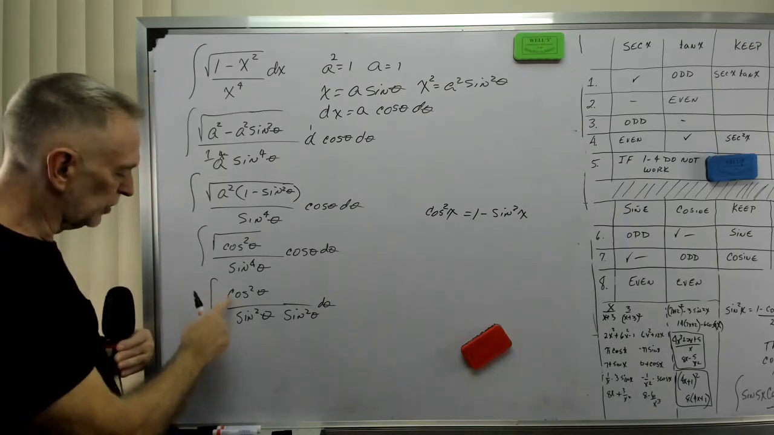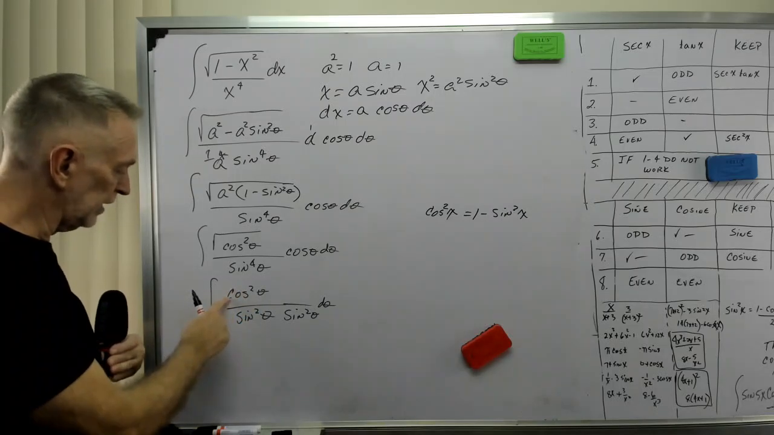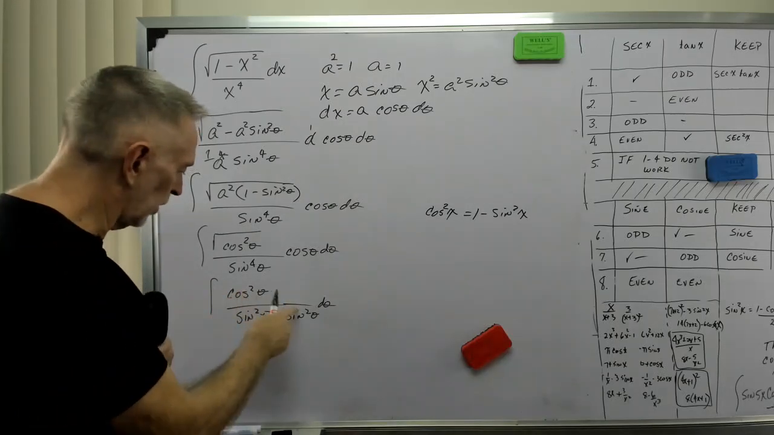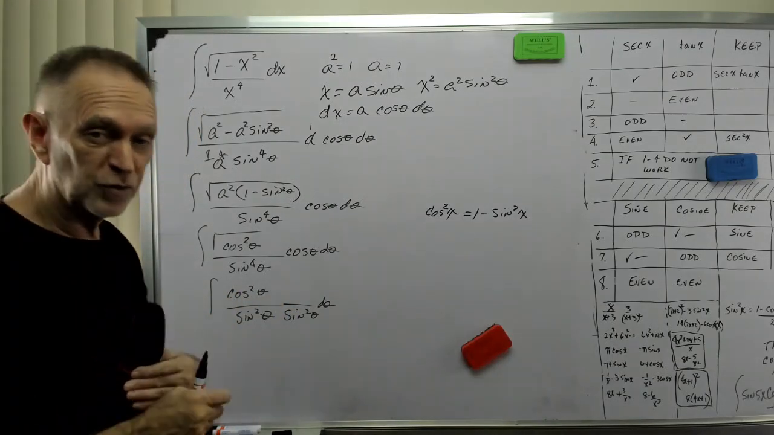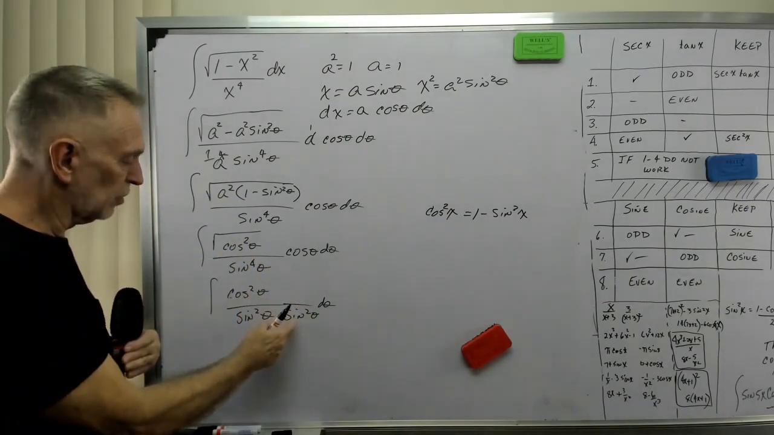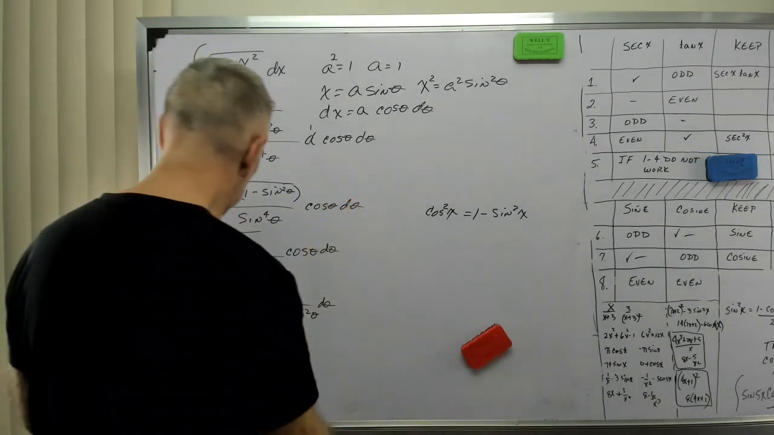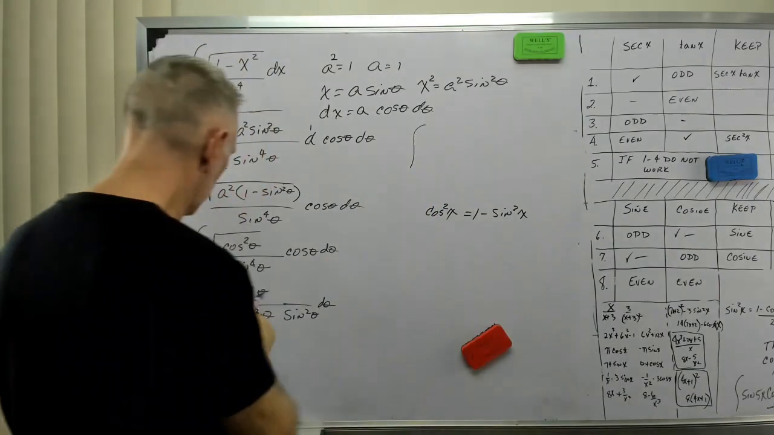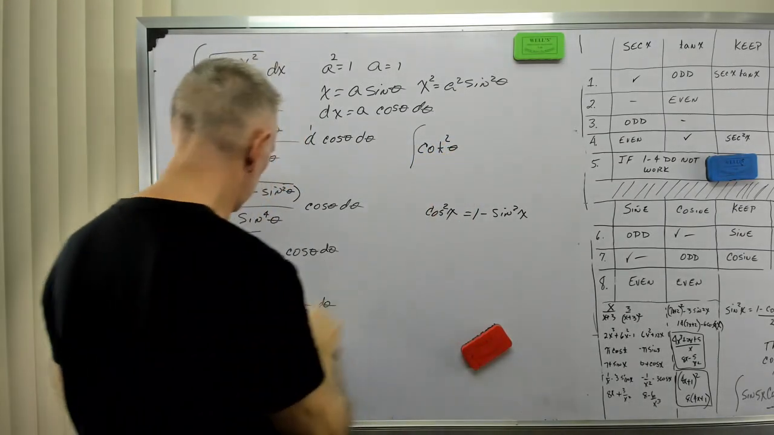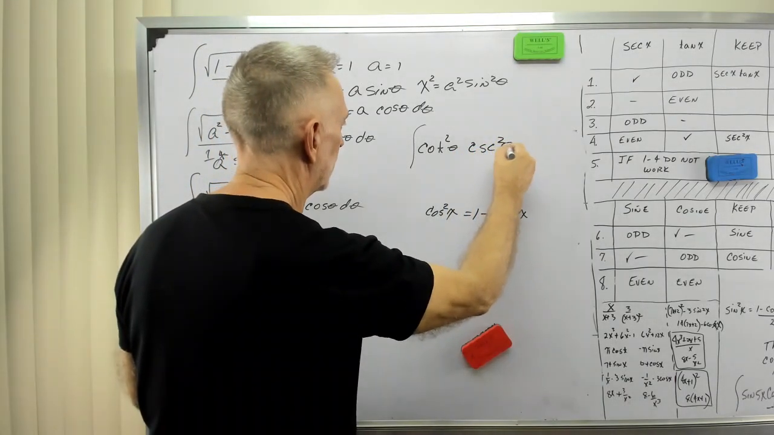Now then, what is cosine over sine? Cotangent. So I have cotangent squared here times 1 over sine squared. What is 1 over sine? It's cosecant. So I have cosecant squared. So now I have the integral. Matter of fact, let me move that up here. I have the integral of cotangent squared theta times cosecant squared theta d theta.